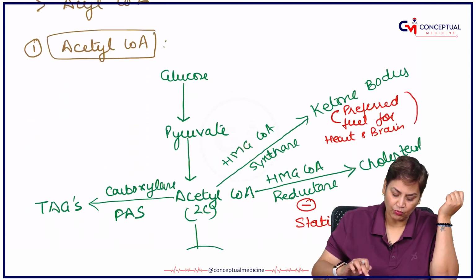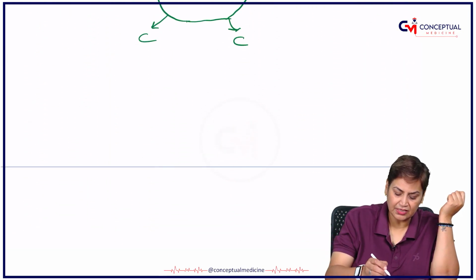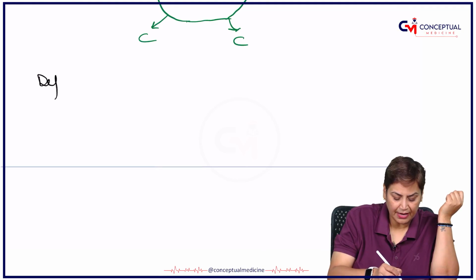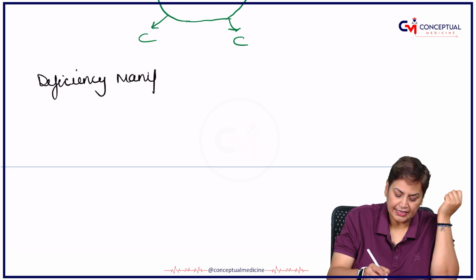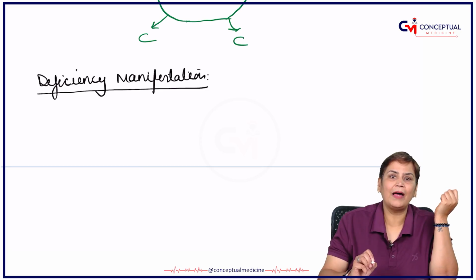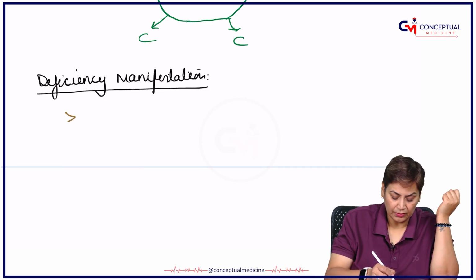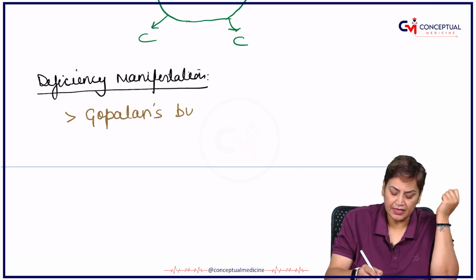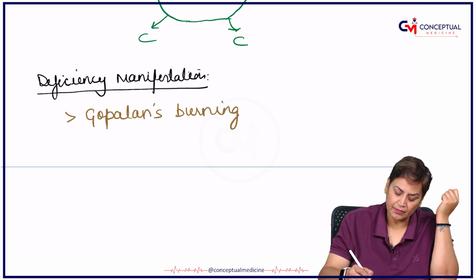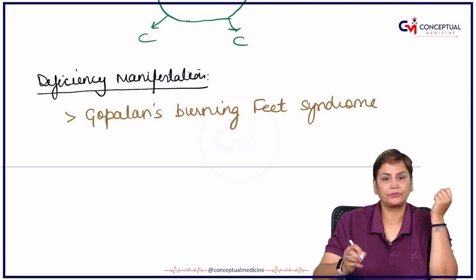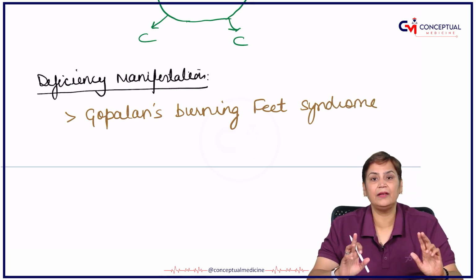And then we come over to the deficiency manifestations. If we talk about the deficiency manifestations here, it leads to Gopalan burning feet syndrome. So this is vitamin B5.